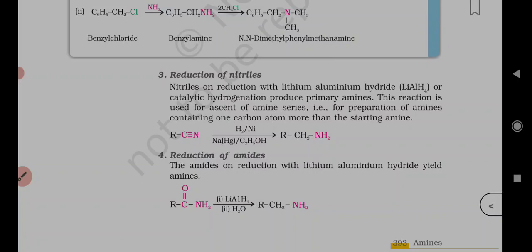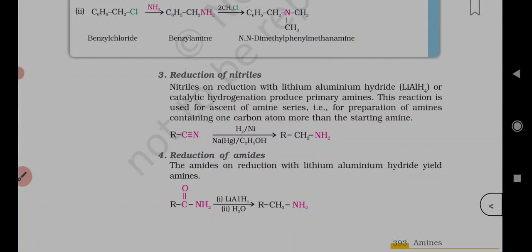Primary and secondary amines are engaged in intermolecular association due to hydrogen bonding between nitrogen of one molecule and hydrogen of another molecule.